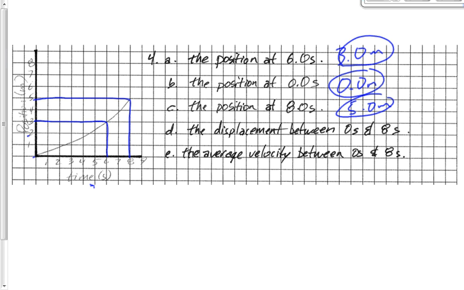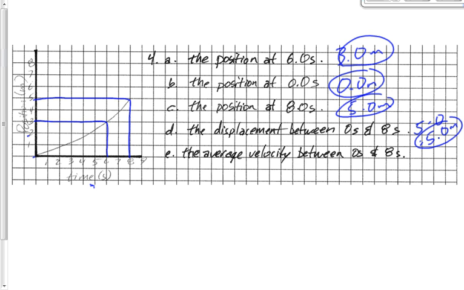The displacement between 0 and 8 seconds. Remember, displacement is defined as the change in position. We have the position at 0. We have the position at 8. Let's subtract the 2. 5 minus 0 is 5 meters. So the displacement between 0 and 8 seconds is 5 meters.